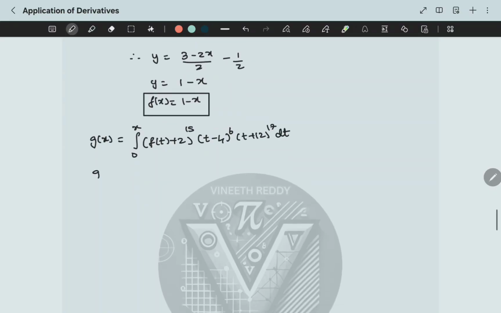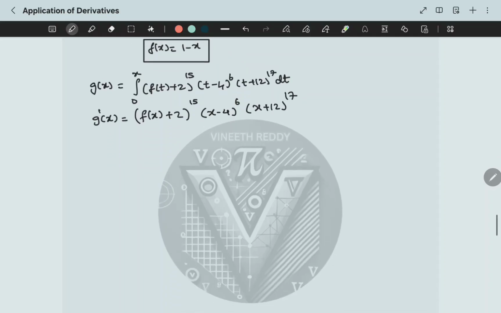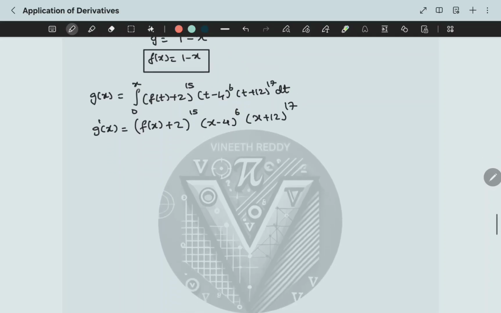Now if I differentiate it as per the Newton-Leibniz theorem, we get g dash of x is equal to f of x plus 2 whole power 15 into x minus 4 whole power 6 into x plus 12 whole power 17. I hope you are aware of the Newton-Leibniz theorem, right? Derivative of this x into, and we have to replace the variable t with x, right?